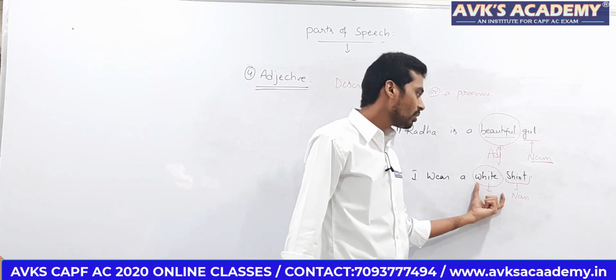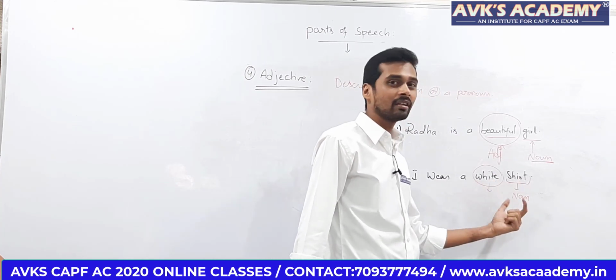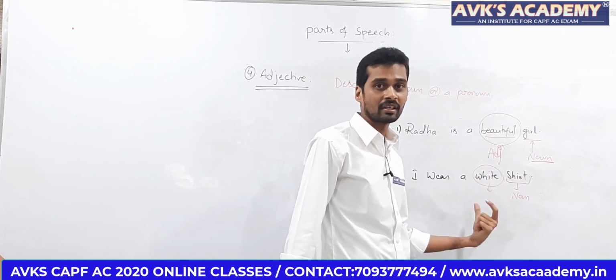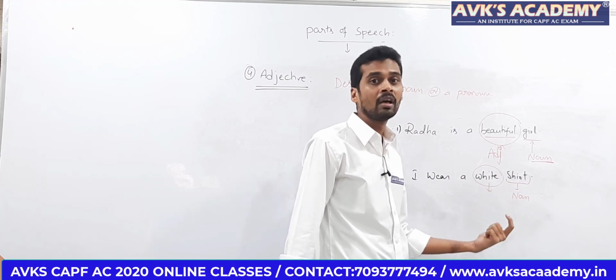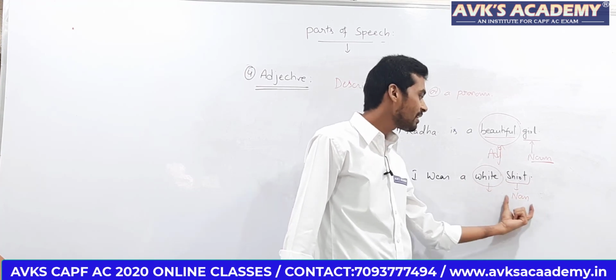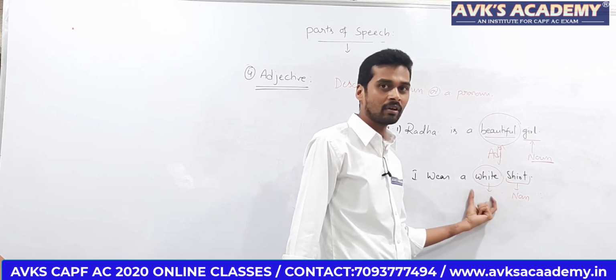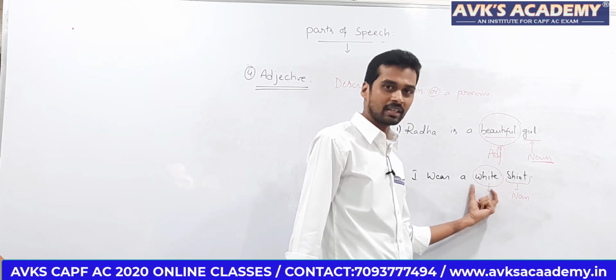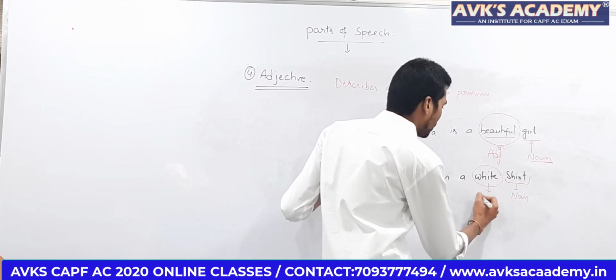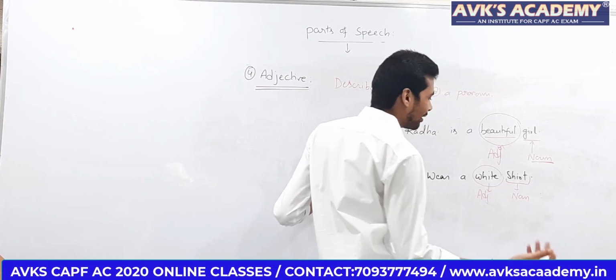Here white represents what? In which color my shirt is? It is representing in which color my shirt is. That means we are adding some information to the noun, or we are describing this noun, isn't it? So that's why white becomes what? Adjectives. So all colors are what?